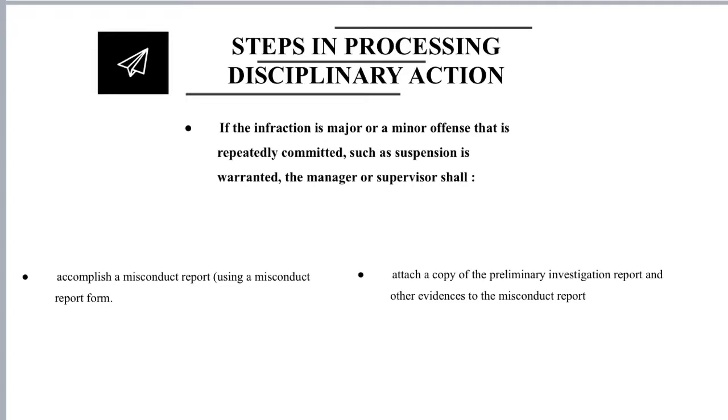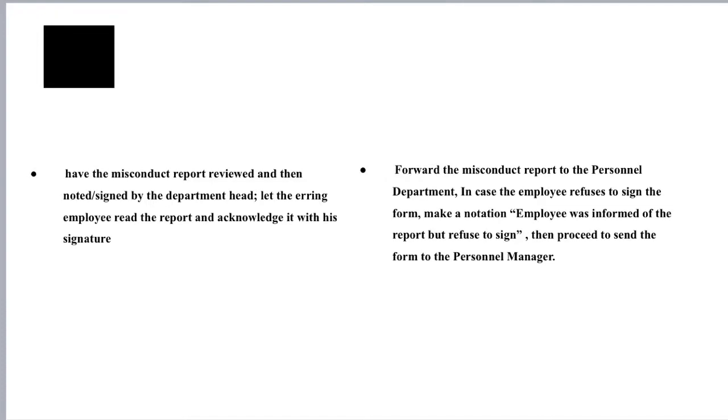Next, if the infraction is major, or a minor offense that is repeatedly committed, such that suspension is warranted, the manager or supervisor shall first accomplish a misconduct report using a misconduct report form. Next, attach a copy of the preliminary investigation report and the other evidence to the misconduct report. Then have the misconduct report reviewed, noted, and signed by the department head. Let the erring employee read the report and acknowledge it with his signature. Then last, forward the misconduct report to the personnel department. In case the employee refuses to sign the form, make a notation: employee was informed of the report but refused to sign. Then send the form to the personnel manager.